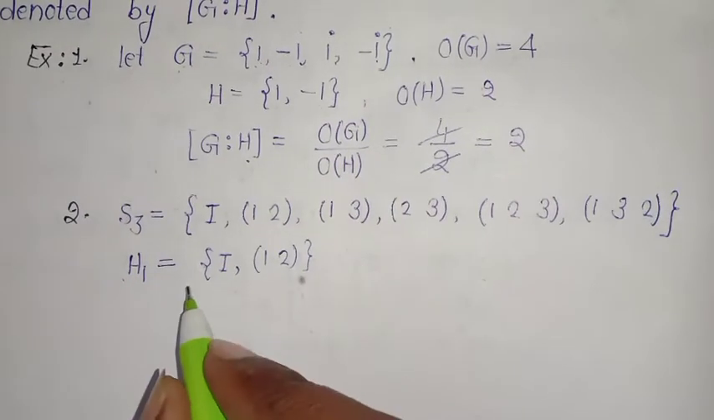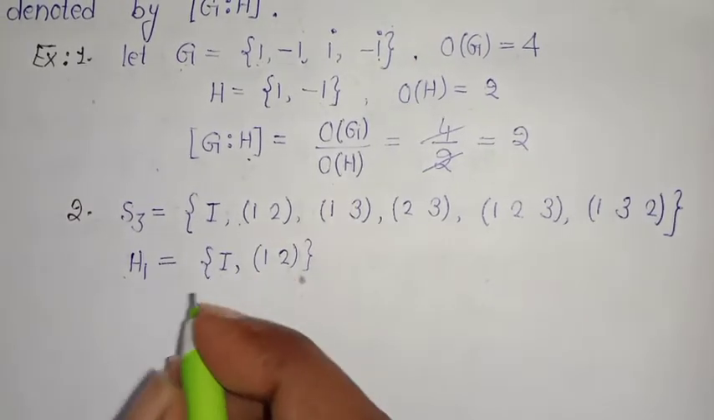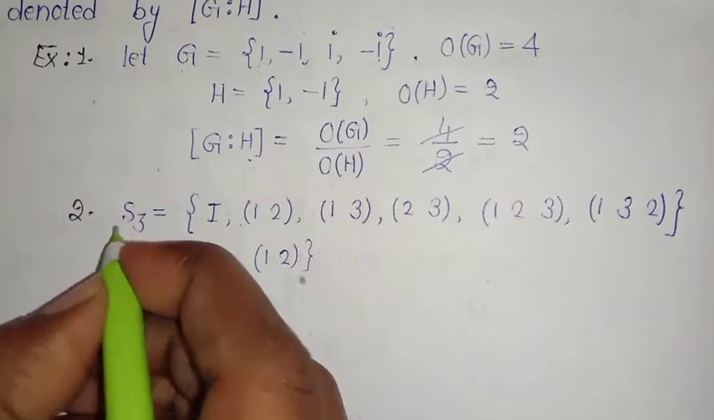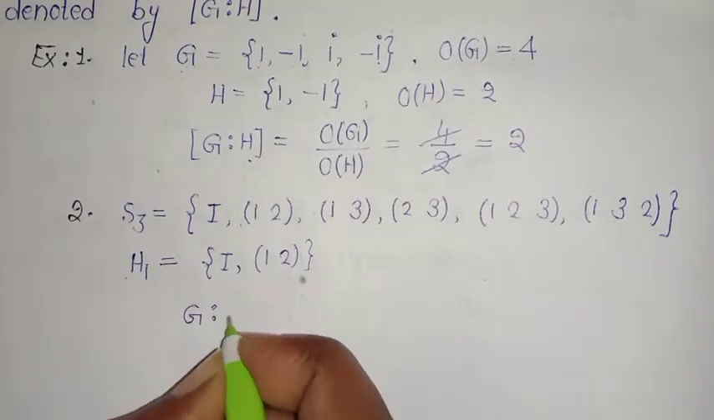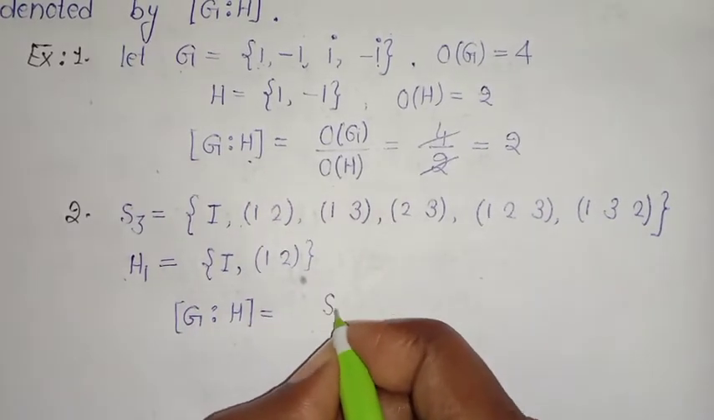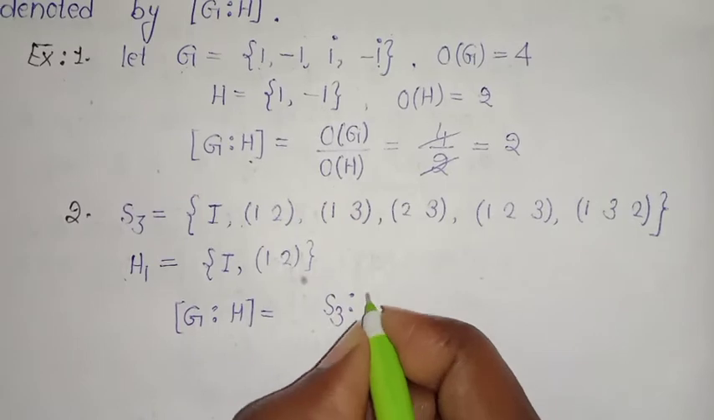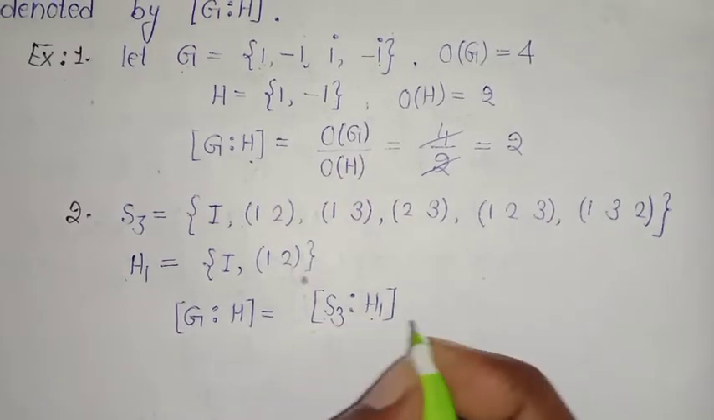So firstly, we have to find the index of this H1 in G, and G is S3. So we write the index of H in G in this way, where our G is S3 and our H is H1. I am calling it H1 here. So, the index of H1 in S3.